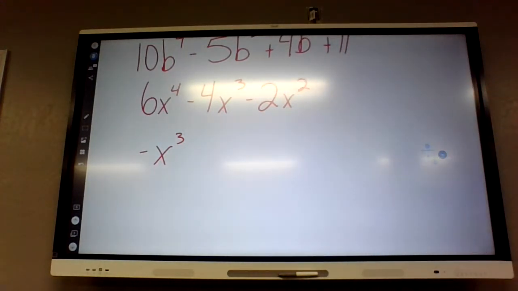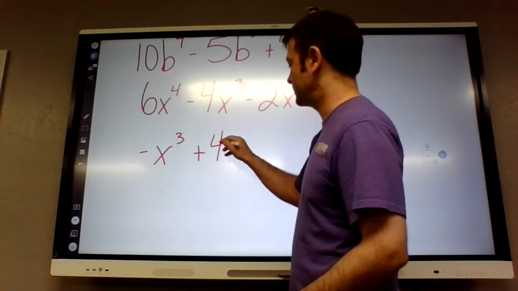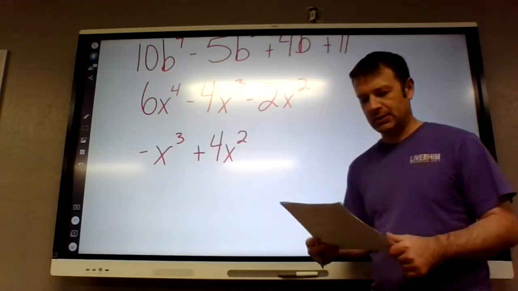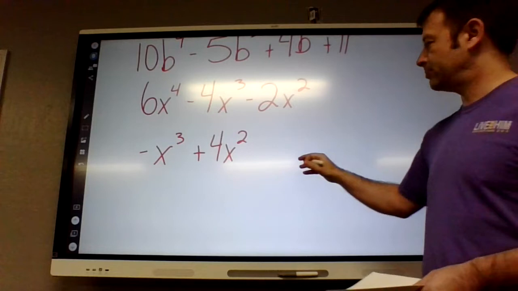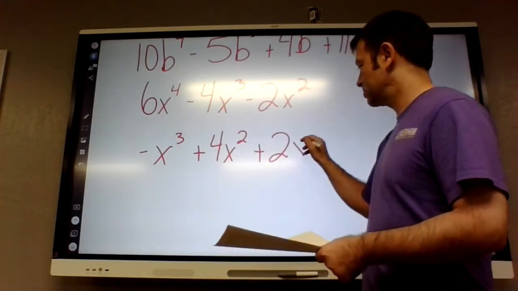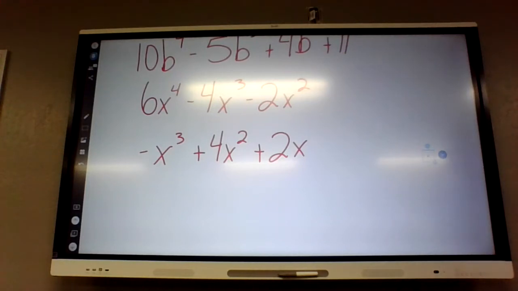What's the next biggest power? 7x squared and minus 3x squared make 4x squared. That's positive, so I'm going to put plus 4x squared. And then what's the next biggest? Just the x. The 2x is by itself. So I'm just going to put plus 2x. And then we've got the two constants, plus 7 and minus 6. What's that going to make?